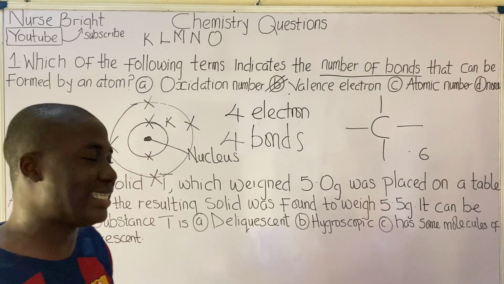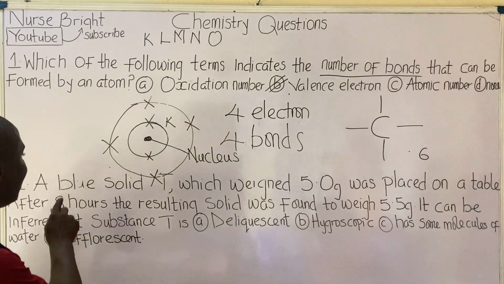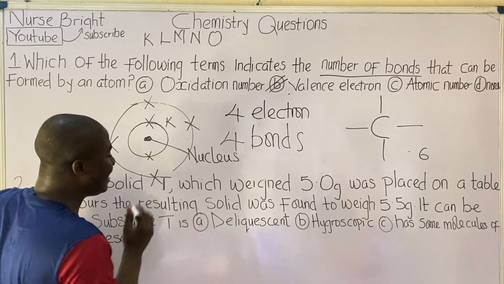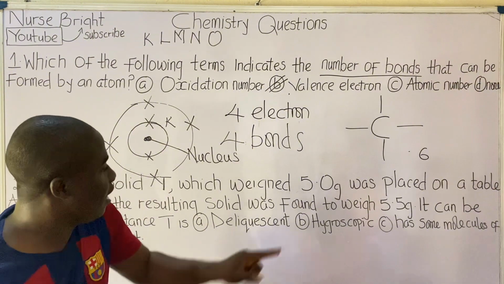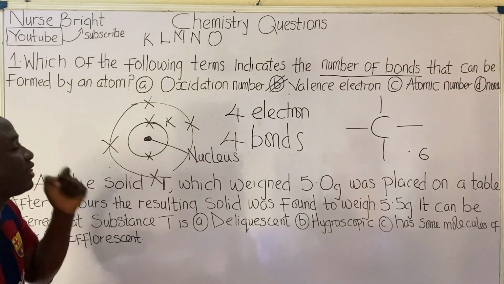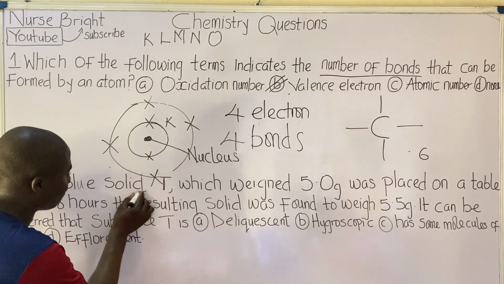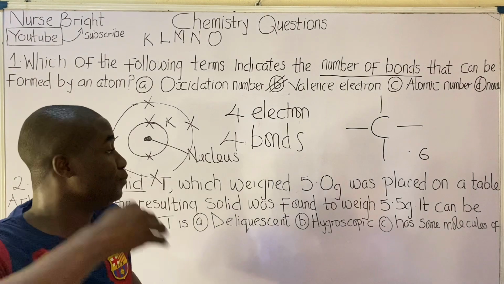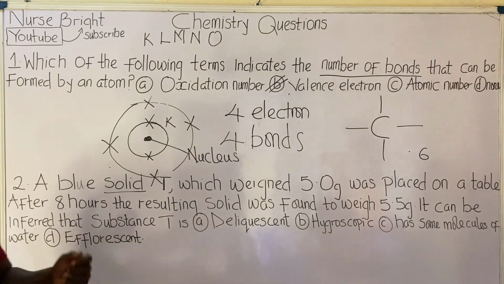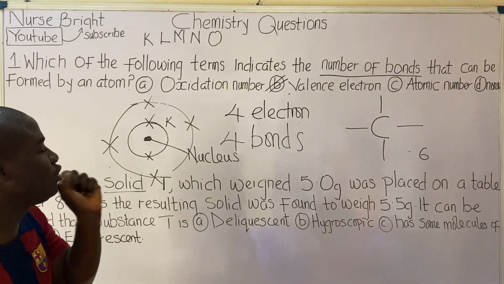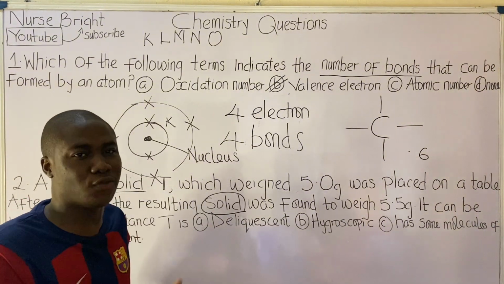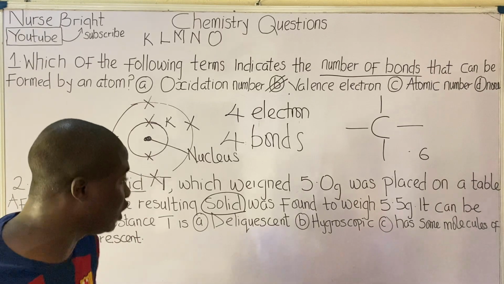Moving further, let's get into the next practice question. It says a blue solid T which weighed 5 grams. So that is the initial mass of that solid. Take note of this state of matter, it's very, very important. It will help us on this question. It was placed on a table. After 8 hours, the resulting solid, so what was formed was still a solid. Please watch, it's very, very easy.